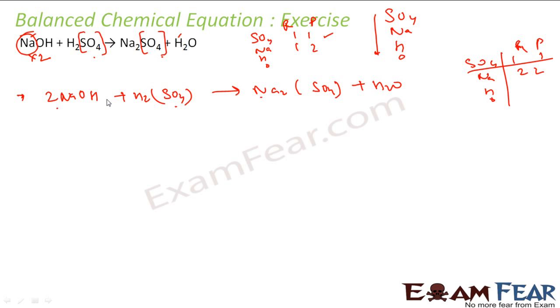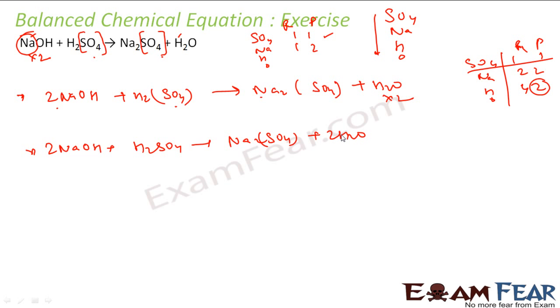Hydrogen. So we have 2 hydrogens here plus 2, 4 hydrogens here. Here we have only 2 hydrogens, not balanced. So let's multiply with 2. 2 into 2 becomes 4, right? So what you get is 2NaOH plus H2SO4 gives Na2SO4 plus 2H2O.